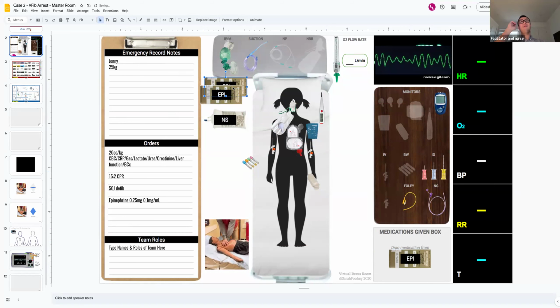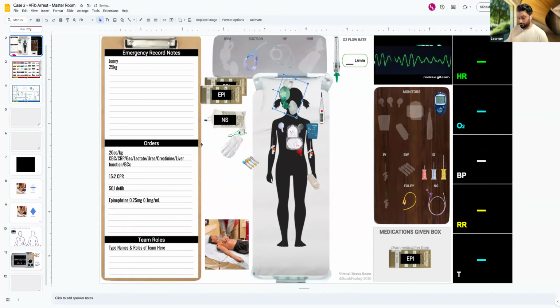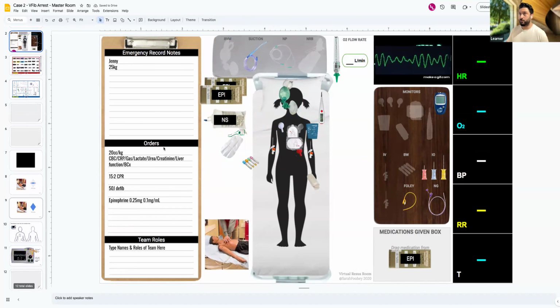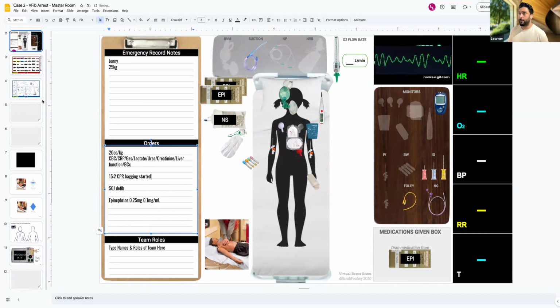Should we be bagging this patient as well? Yes. Okay, if we could start, I believe we are bagging with 2 breaths for every 15 compressions. Did we have any of our blood work back? No, blood work is not back at this point.